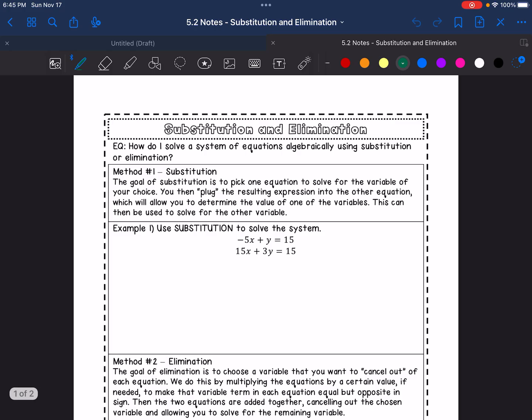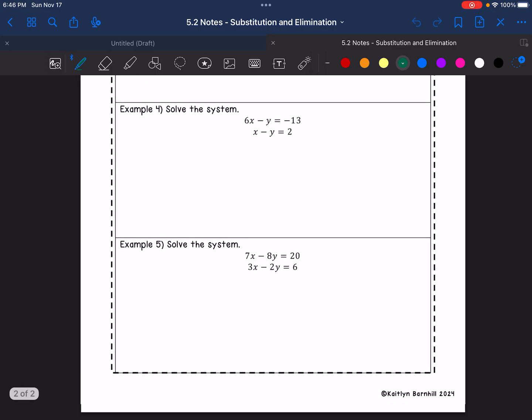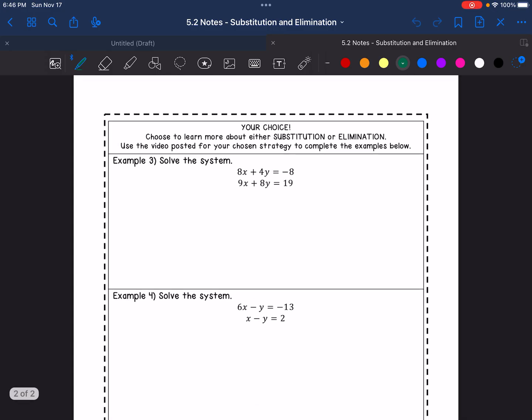And then after we cover these two methods, you're going to decide which one you want to practice and learn more about. And so then you will click on the video that has the method you want to use, and you will complete the last three examples using that.